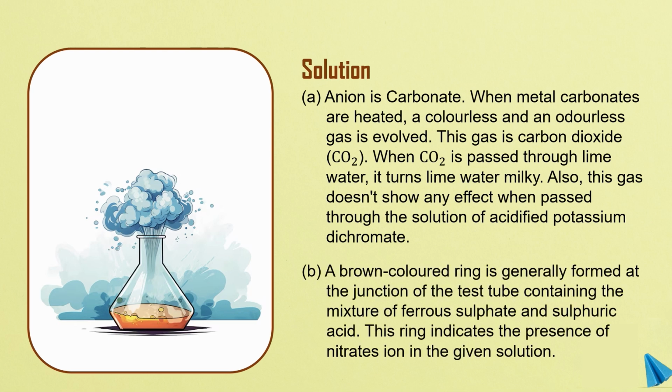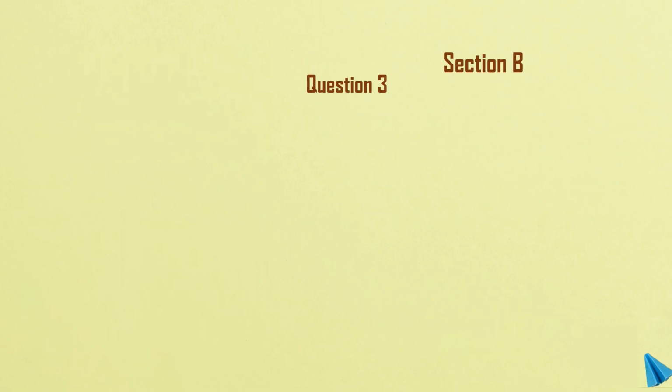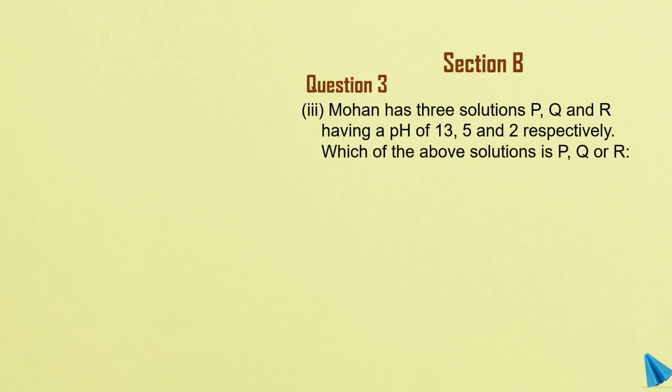The answer to part B is a brown colored ring is generally formed at the junction of the test tube containing the mixture of ferrous sulfate and sulfuric acid. This ring indicates the presence of nitrate ions in the given solution. Now we have the next question, that is question number 3 of main question 3.